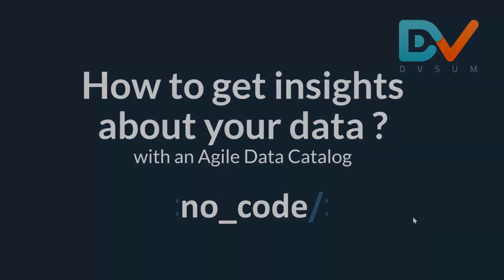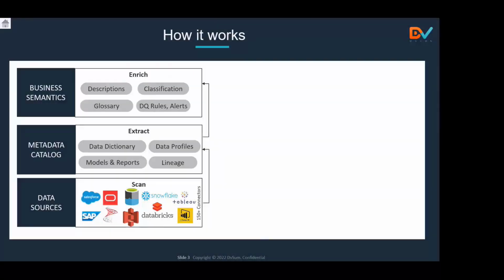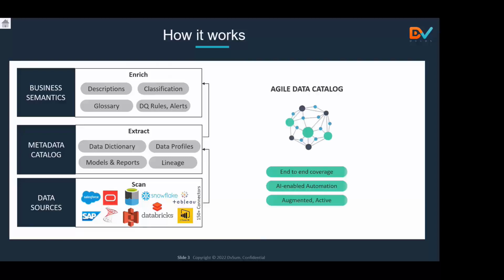Let's see how. The way it works is you connect to your different sources. Once it connects, it extracts the metadata from the system, so the dictionaries, profiles, lineage, models, and reports. And then it does its enrichment, which is in the form of classification of data, matching it to glossary, applying DQ rules. And of course, all of that is then available as a connected knowledge graph, so you can search for information, and then we'll talk about the collaboration part of it.